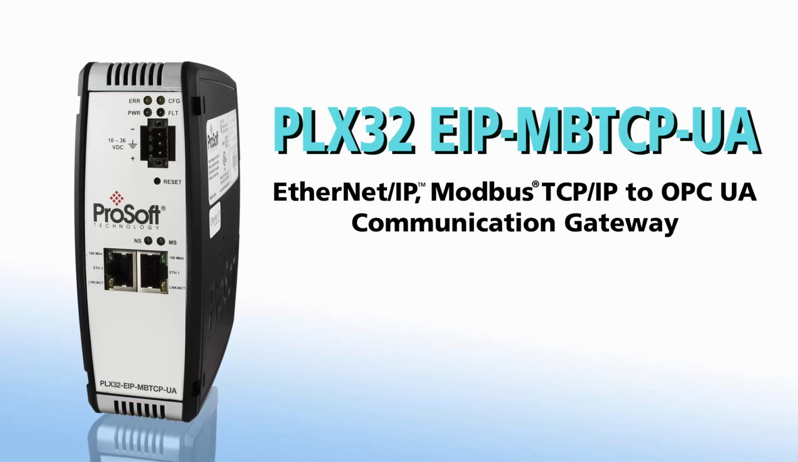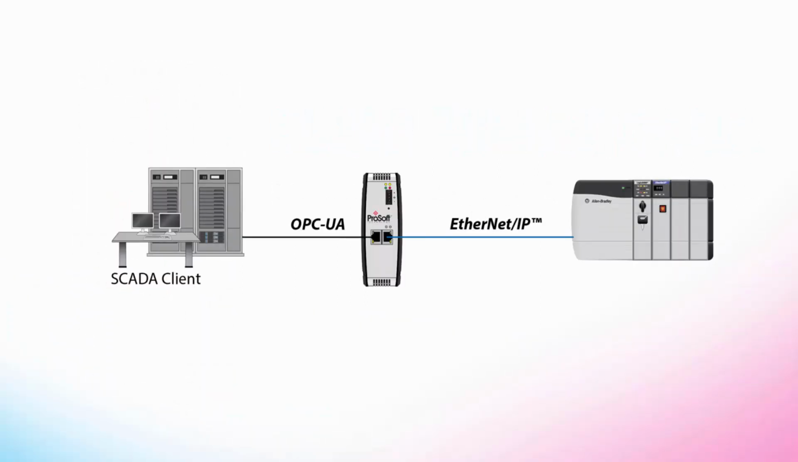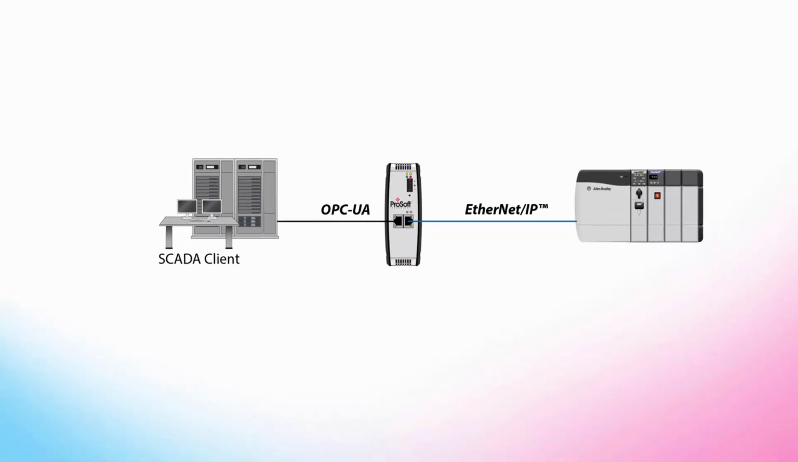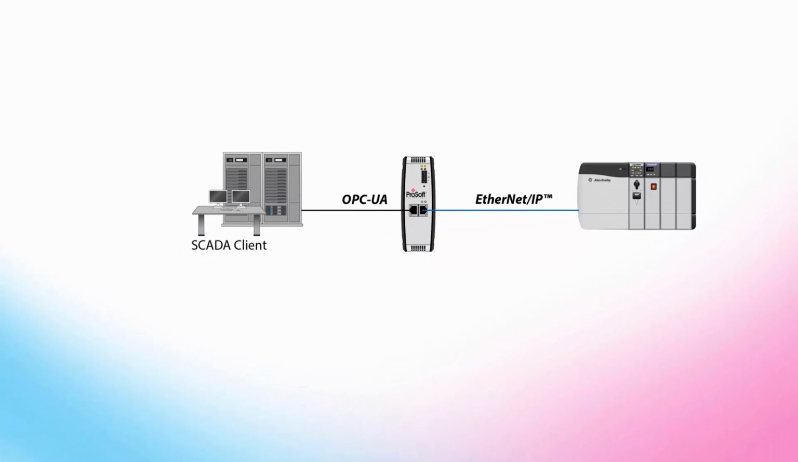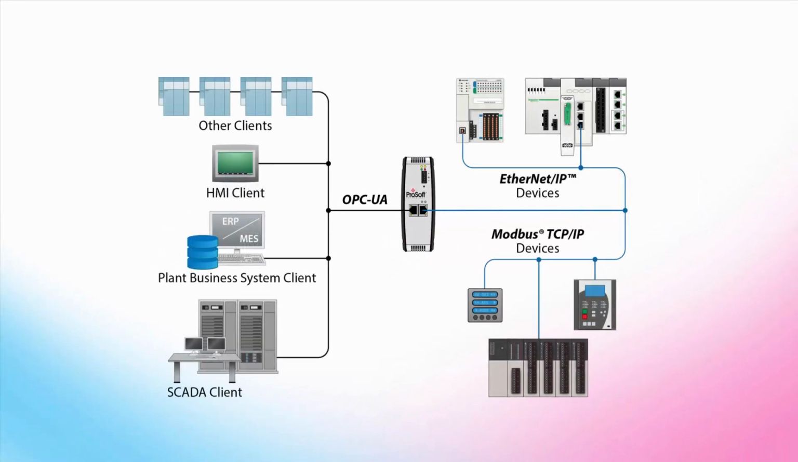Today we'll be configuring a PLX32 EIP MB-TCP UA gateway to allow a SCADA on OPC UA, acting as a client, to request data from a ControlLogix on an EtherNet/IP network. The gateway will read data from the controller, and the SCADA will then be able to retrieve the data from the gateway's UA server. We'll also cover setting up a command to communicate with devices on Modbus TCP/IP.